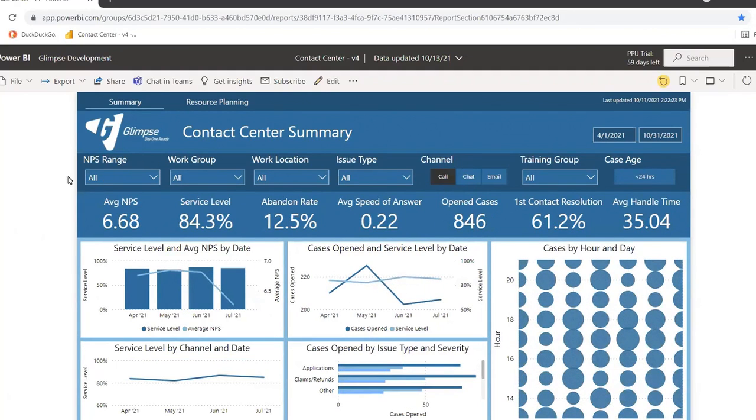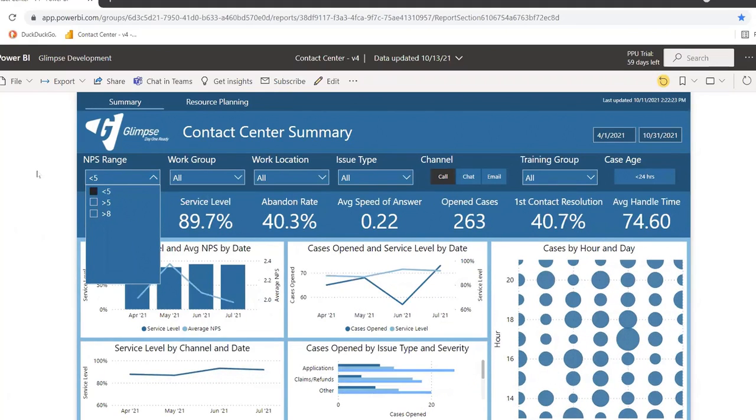And let's look here, first of all, at what it looks like when we have a Net Promoter Score below 5. Okay, so we've got a low, the average below 5 is 211. Service level is good, but the abandon rate's very high, so that may contribute. The speed of answers, okay. There were 263 cases opened across this time frame, which is indicated here. And we see the first contact resolution, the FCR, is only 40.7%, and the average handle time is huge. It's ginormous. So I'm sure that contributes to why we have a terrible Net Promoter Score.